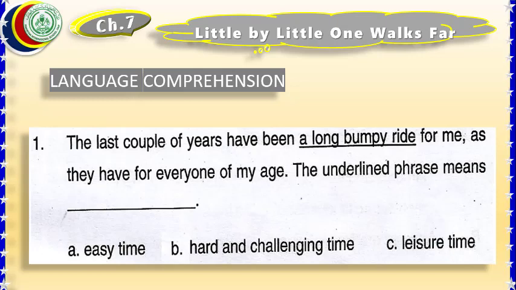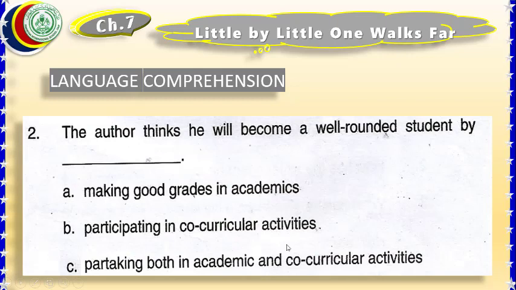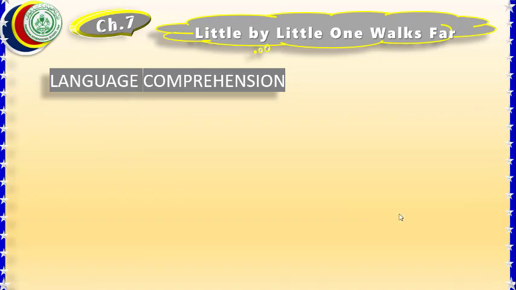The last couple of years have been a long bumpy ride for me. What does it mean, a long bumpy ride for me? Dear students, the correct option will be hard and challenging time, as we have read it in the lesson. Second part is, the author thinks he will become a well-rounded student by doing what? By participating, by partaking both in academic and co-curricular activities.